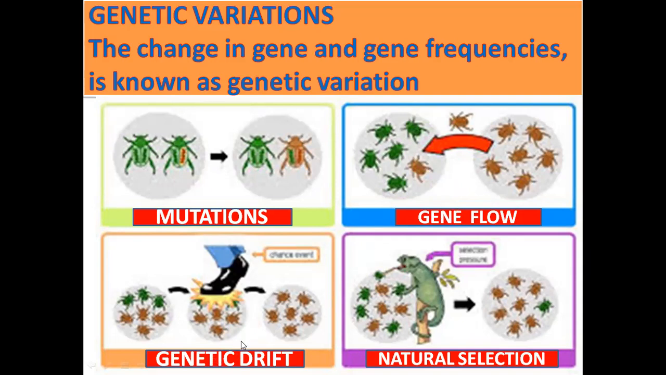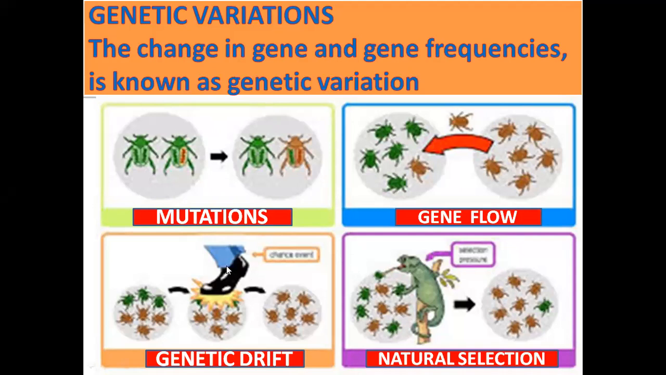Genetic drift. See here in this diagram, they have shown genetic drift. Some of the individuals from this population have migrated towards this population, or due to certain accidents or certain changes, they have been destroyed. This is called genetic drift. Natural selection, we are also going to study with the help of the example of Biston betularia in detail in the next slide.